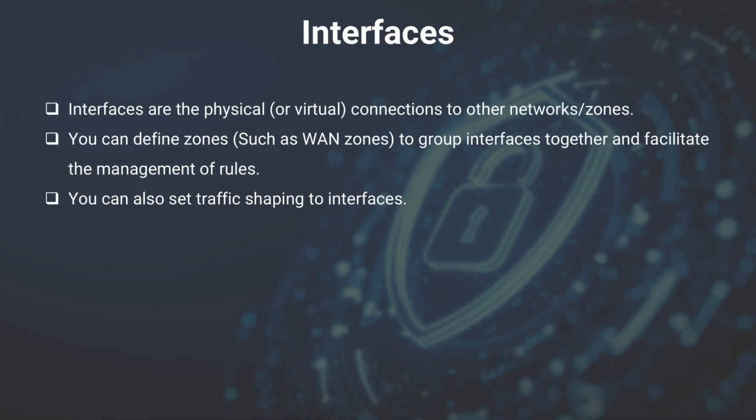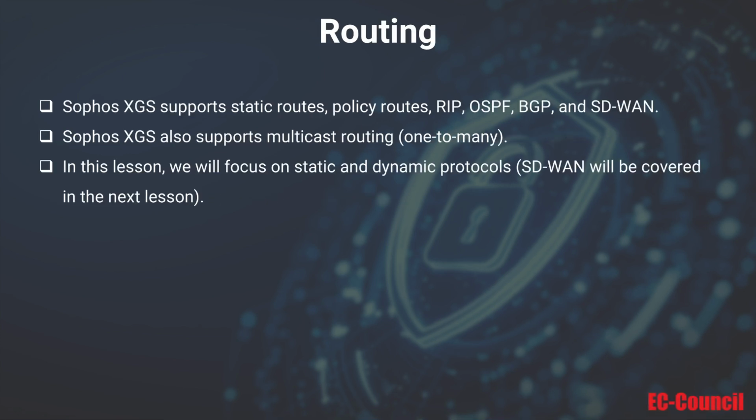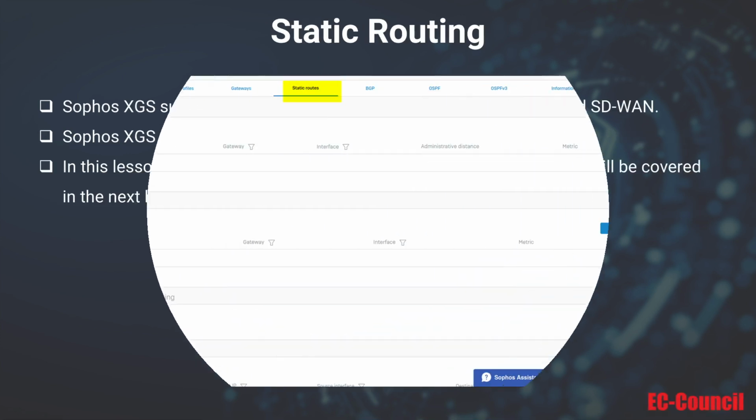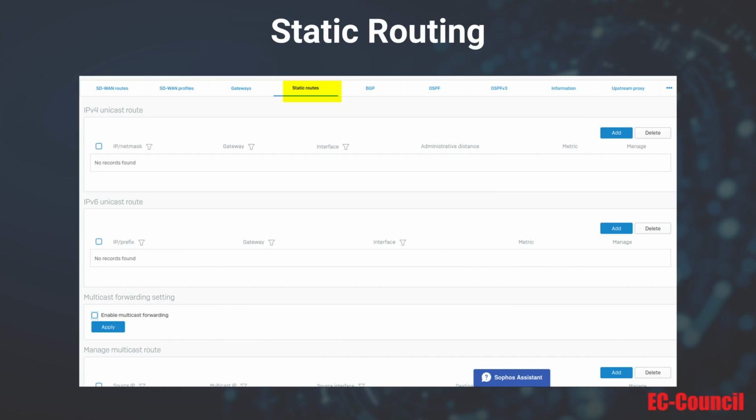Moving along, we're going to talk about interfaces and zones. What is an interface? What is a zone? When you should configure, how you should configure. Then we're going to talk about routing. I'm going to show you how to configure static routes, dynamic routes, OSPF, BGP, RIP, and others.